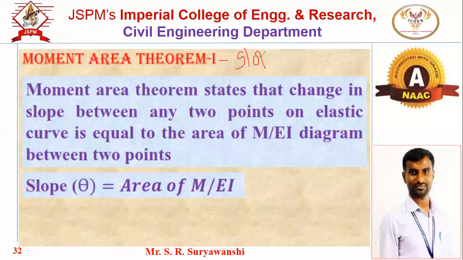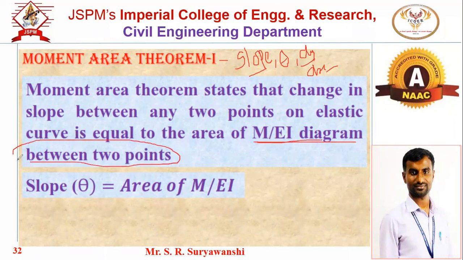First theorem, it will give us the slope dy by dx. Slope is nothing but theta, or we can say it is nothing but the derivative of deflection, dy by dx. Now we will see the statement, then we will discuss in detail. So what is the statement? Moment area theorem states that change in slope between any 2 points on an elastic curve is equal to the area of m by EI diagram between 2 points. So this is the statement of first moment area theorem.